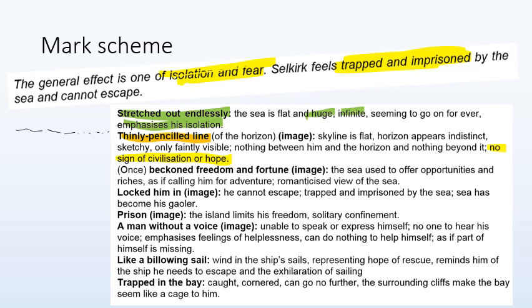Next, we have got something that once beckoned freedom and fortune, the image of freedom and fortune. Here, the sea is usually used to show opportunity and riches, as if it's calling him for an adventure or for a better life, and that shows a slightly romanticized view of the sea. It's quite a romantic image. That he's locked in. The fact that he cannot escape, he's trapped and imprisoned by the sea has become his jailer. So again there you could argue that's personification.